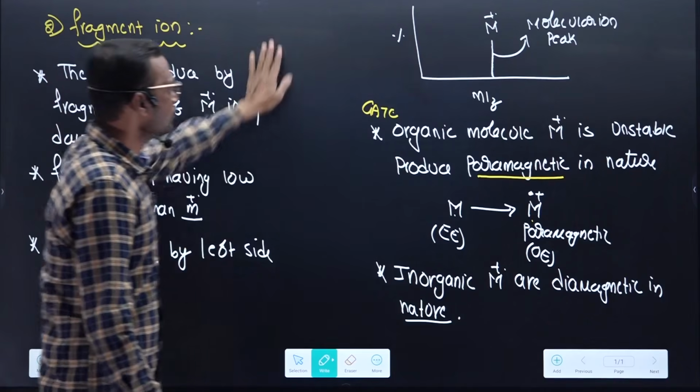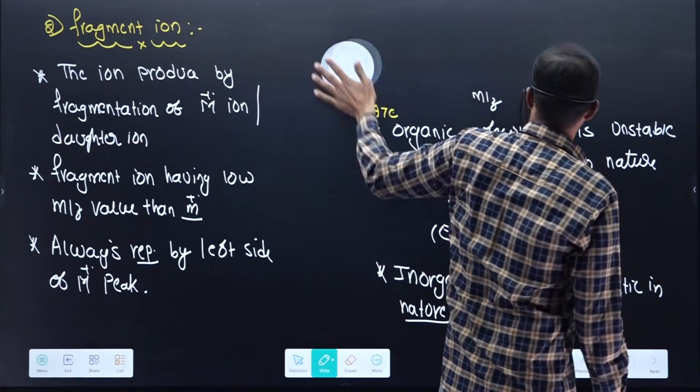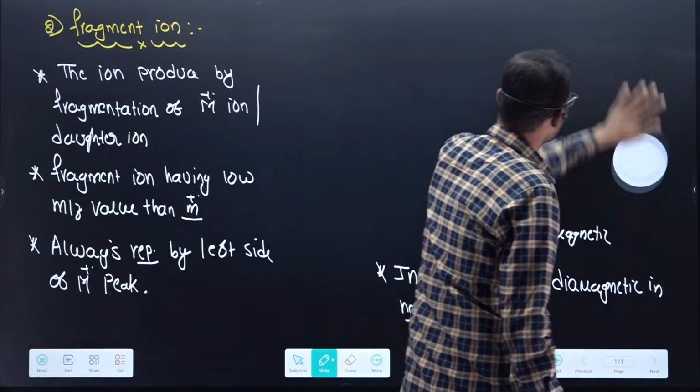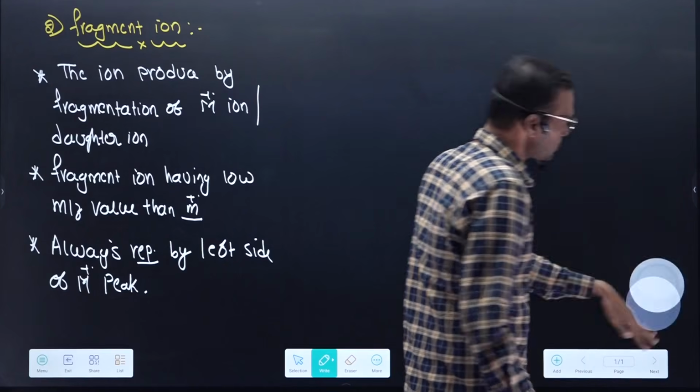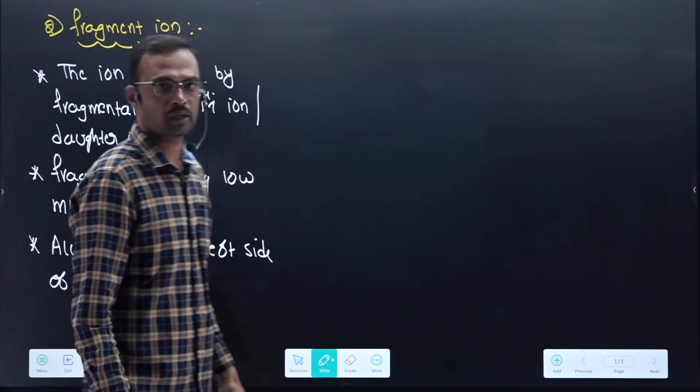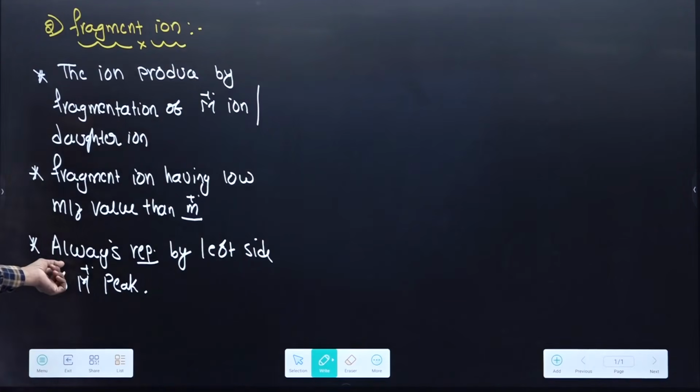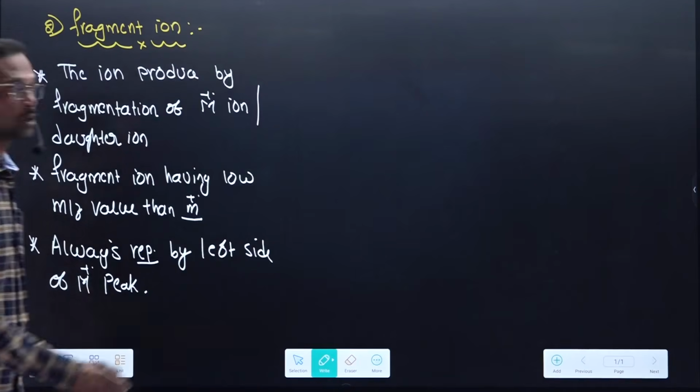So a fragment ion is always produced by the molecular ion. In the same way, the molecular ion also gives a daughter ion. The daughter ion is also responsible to give one more fragment ion. So I can say that they are always represented on the left side of the molecular ion.